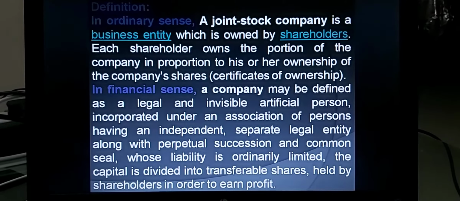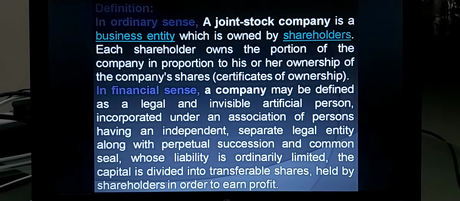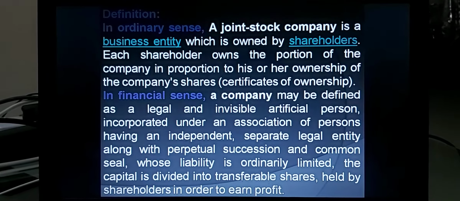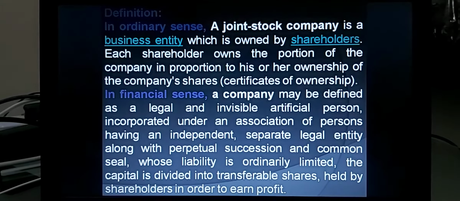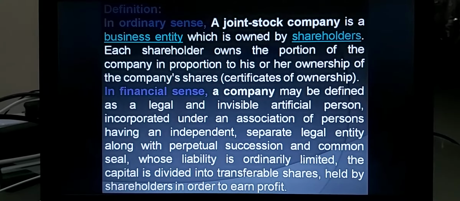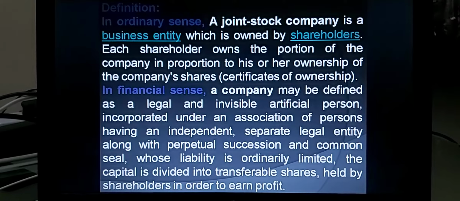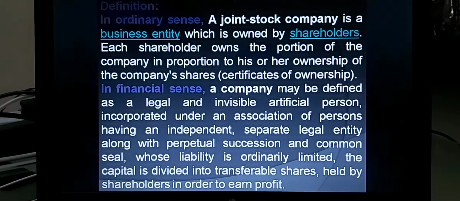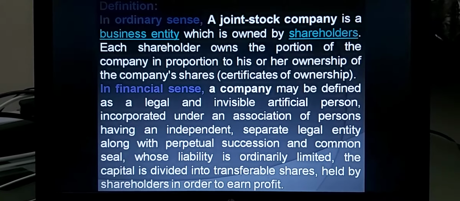In ordinary sense, a joint stock company is a business entity which is owned by shareholders. Each shareholder owns a portion of the company in proportion to his or her ownership of the company's shares, that is, certificates of ownership.